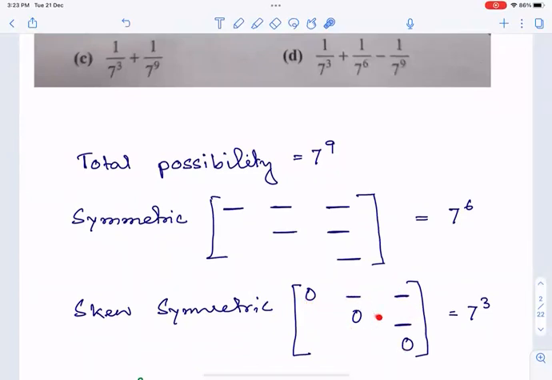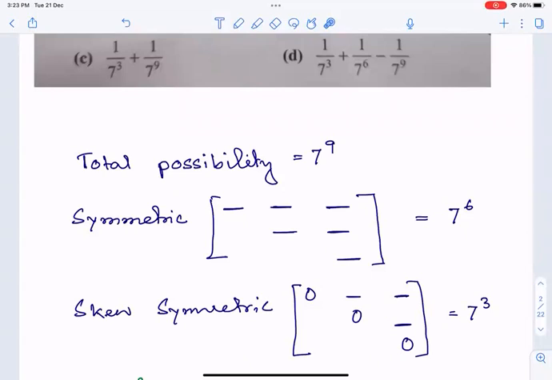Once I decide these 3 elements, the other 3 elements have to be the negative of that. So we can make decisions only over these 3 positions, in 7 cube ways. And there will be a single matrix which is common to both symmetric and skew symmetric. Can you answer which matrix that is? The null matrix. If I make all the positions 0, then it is symmetric as well as simultaneously skew symmetric.